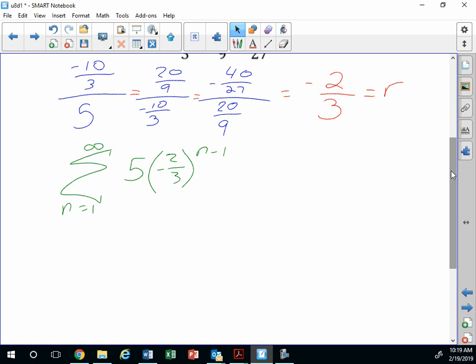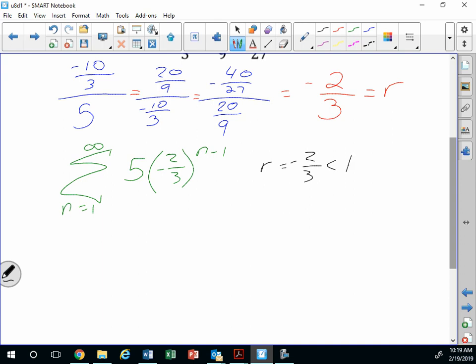Alright, did everyone get this one? Here's my question. Does this series converge or diverge? Converging. Why? R is less than 1, therefore it's converging. Because this is a geometric series. If it's not a geometric series, you cannot use this statement. Either one doesn't matter. You can do that, that's totally fine.